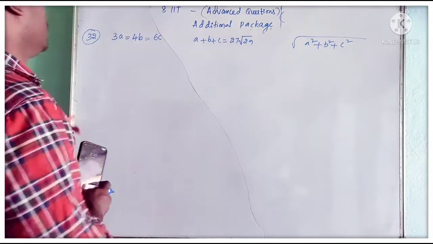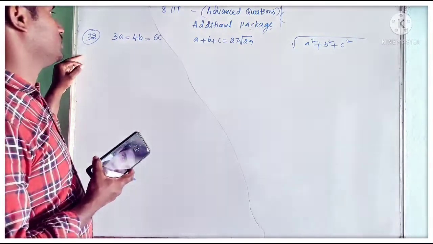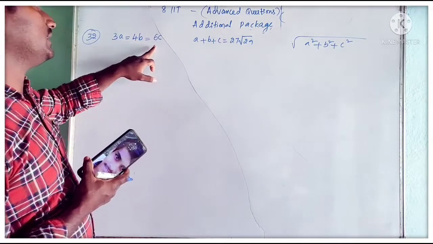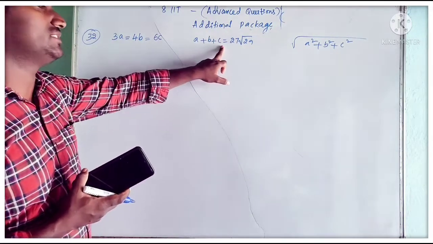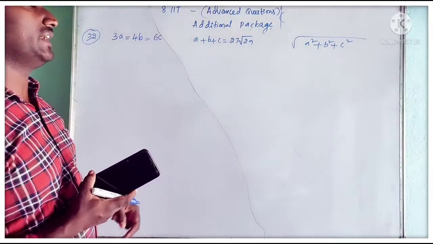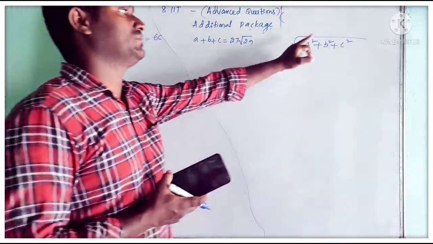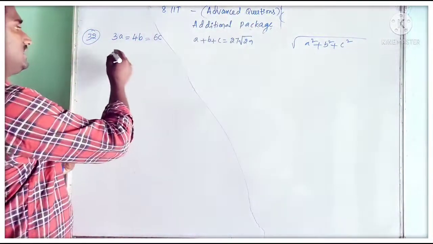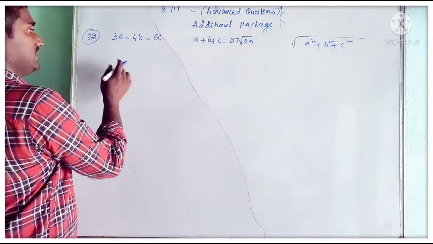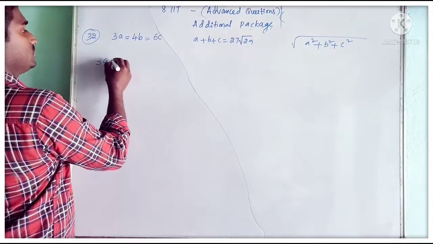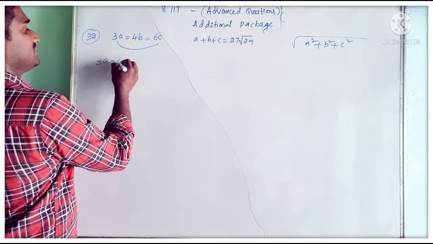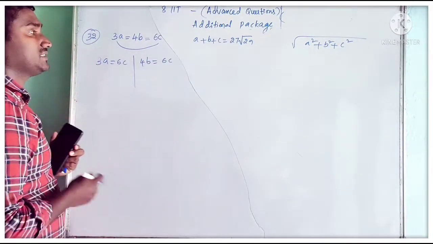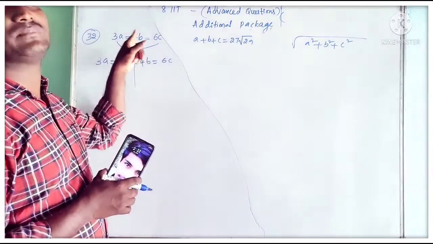Okay. Now I am going to discuss with you question number 32. They given that if 3a equal to 4b equal to 6c and a plus b plus c equal to 27 root 29, then find the value of square root of a square plus b square plus c square. I am writing the relation here. 3a equal to 6c and 4b equal to 6c. I am expressing a value and b value in terms of c.